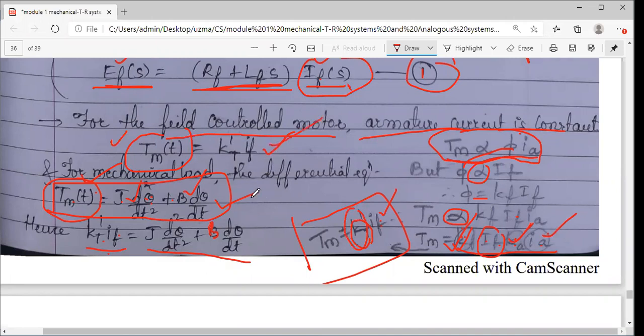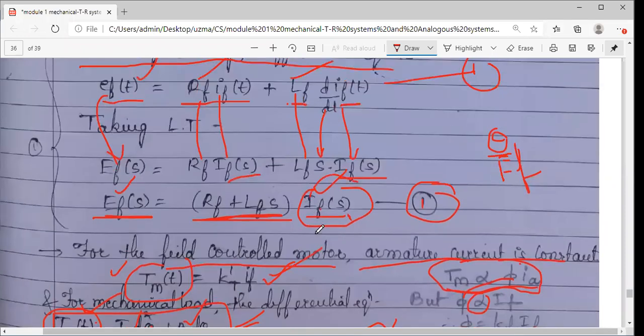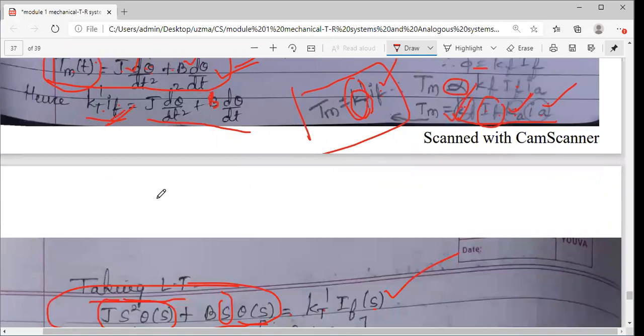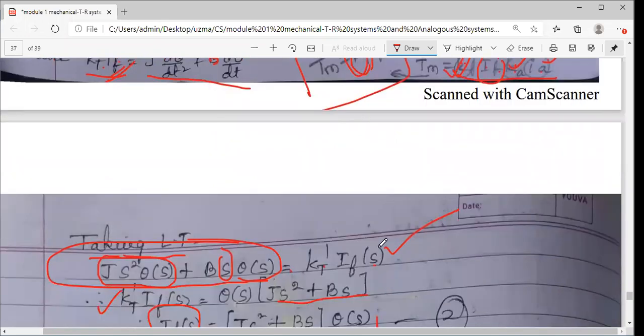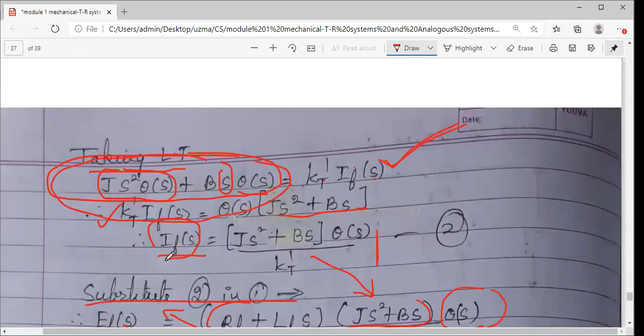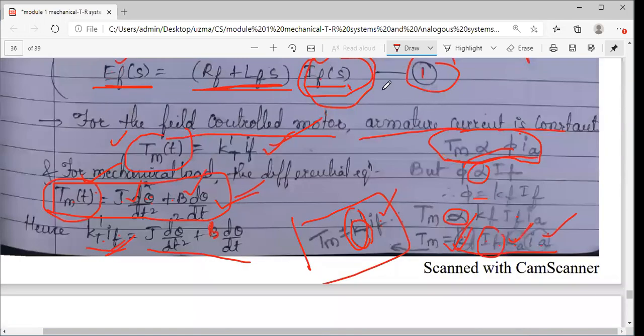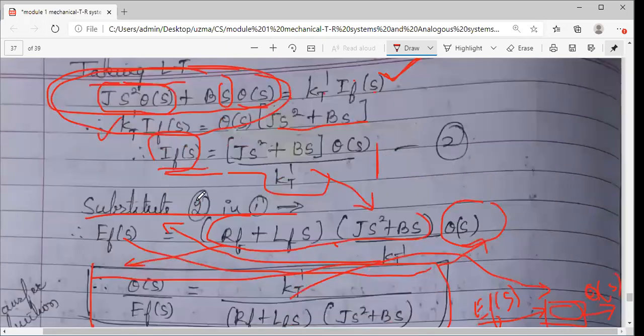So now I can equate these two torque equations. If I equate them, I will get the IF value. Once I get the IF value from this, I can replace that in equation 1. So applying the Laplace transform for this, I have got this, and here you readjust, take theta of s common from here, and you will get the IF equation. Once IF is known to you, substitute that in equation 1. Then you will get the ratio theta by F.